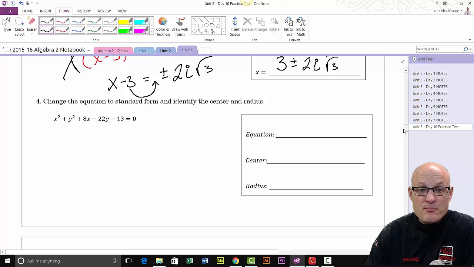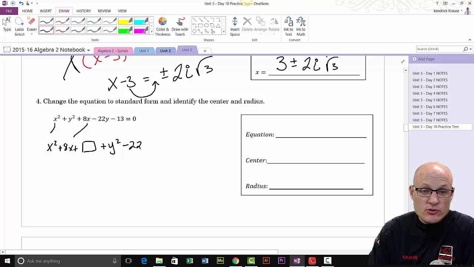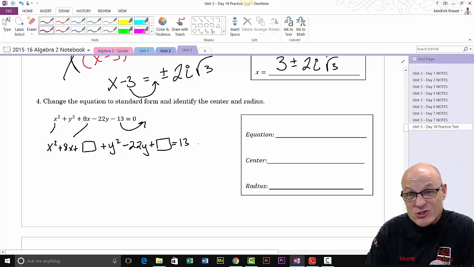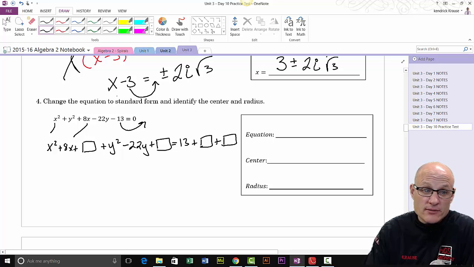So now we're going to do the same basic stuff on circles. What you do is you pull out the x's: x squared plus 8x plus square. Plus, now we're going to pull out the y's: plus y squared minus 22y plus square equals, and we're going to bring this 13 over to the other side. But since I added 2 squares to the left, I have to add 2 squares to the right. So half squared is 16, so I'll put 16 there and 16 there.